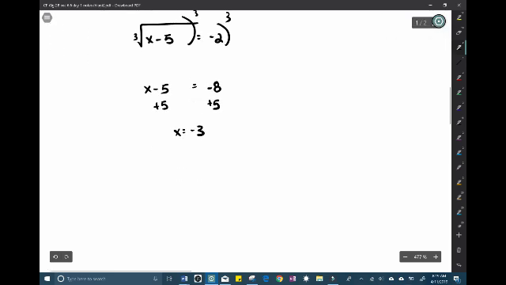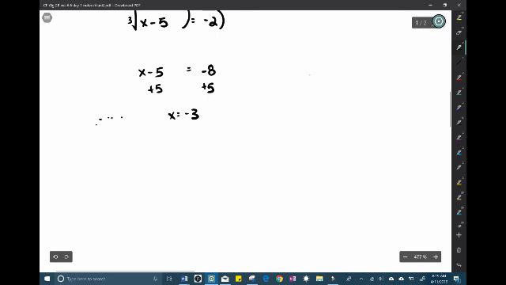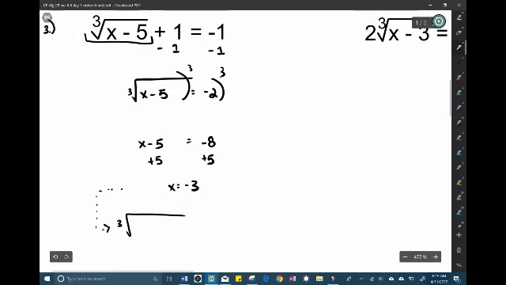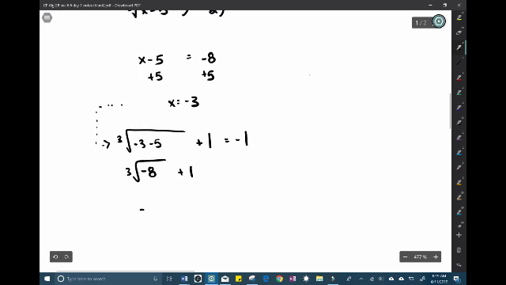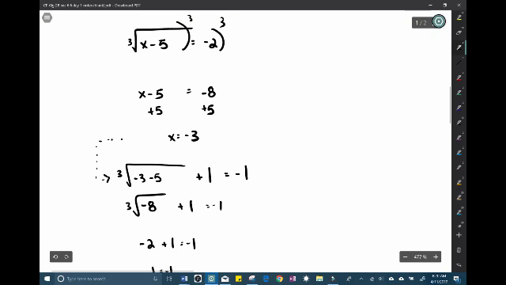Before I box it off, it'll be a good idea to check. So let's check and see that that works out. We have the cubic root of negative 3 minus 5, and then we're going to add 1 and see if that's equal to negative 1. The cubic root of negative 8 plus 1, the cubic root of negative 8 is negative 2, plus 1. Is that equal to negative 1? Indeed, it is. So this solution does work out.